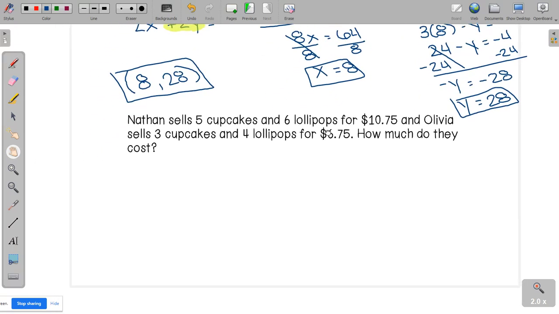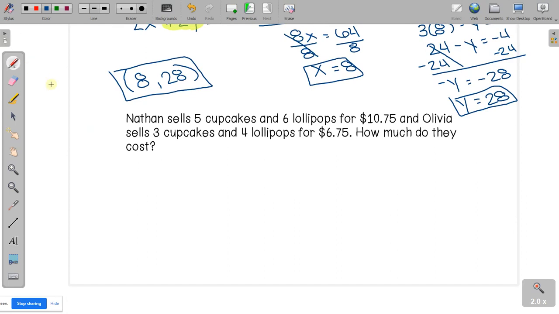Let's look at the last problem here. Nathan sells 5 cupcakes and 6 lollipops for $10.75. Olivia sells 3 cupcakes and 4 lollipops for $6.75. How much do they cost? So we need to know how much the cupcake costs and how much the lollipop costs. So we're going to say x is equal to our cupcakes, and y is equal to our lollipops.